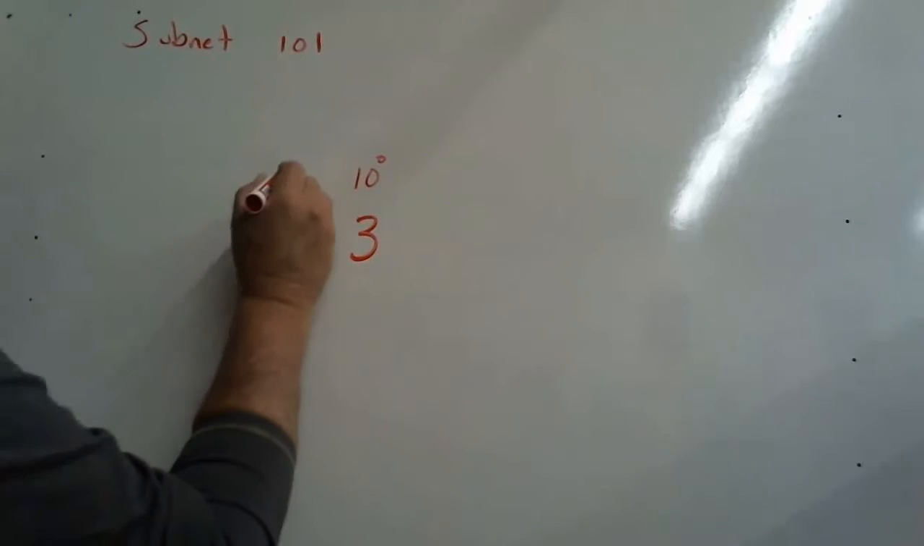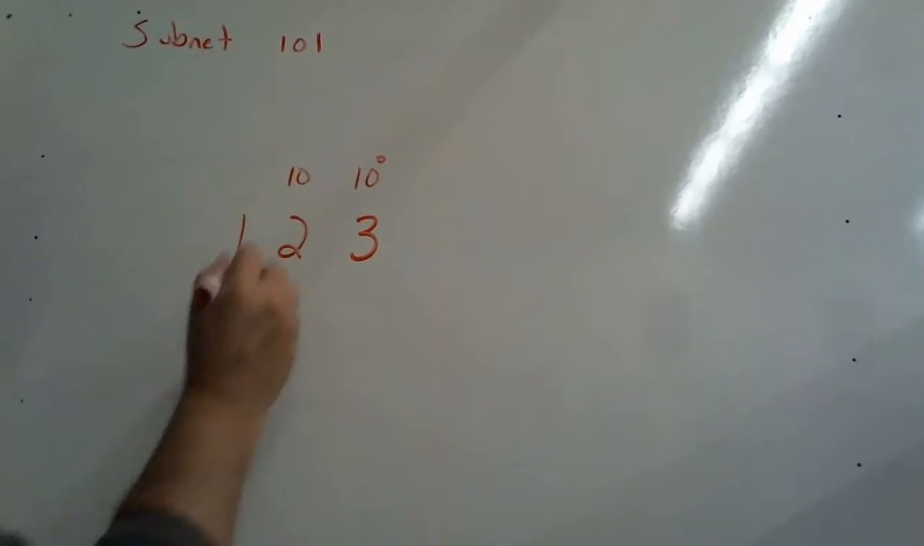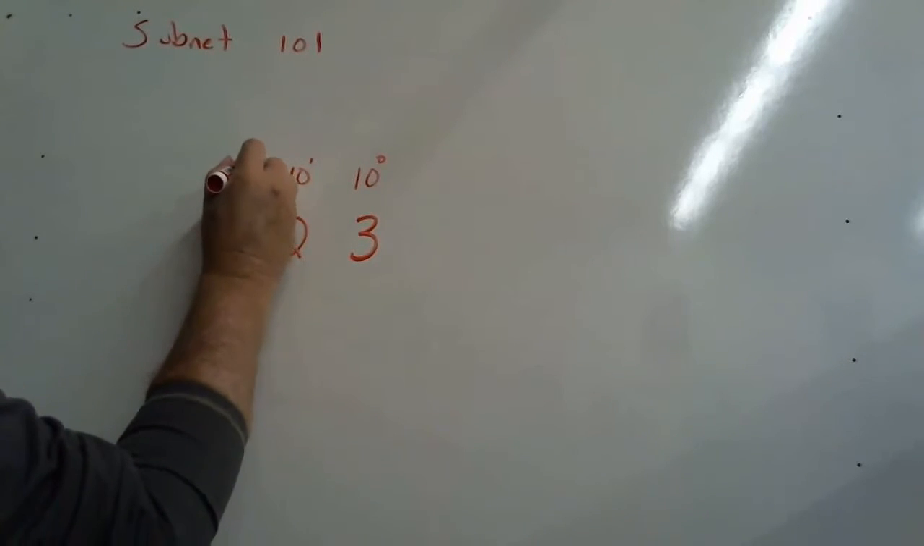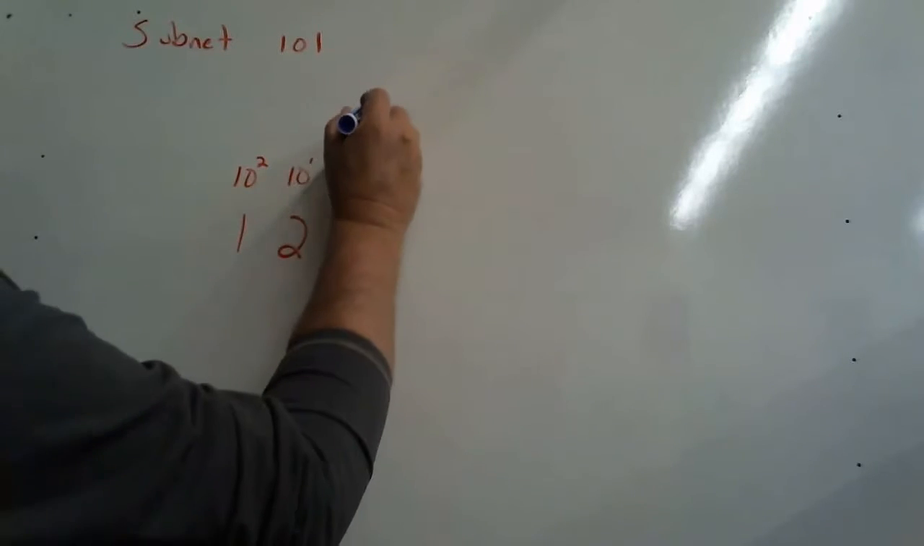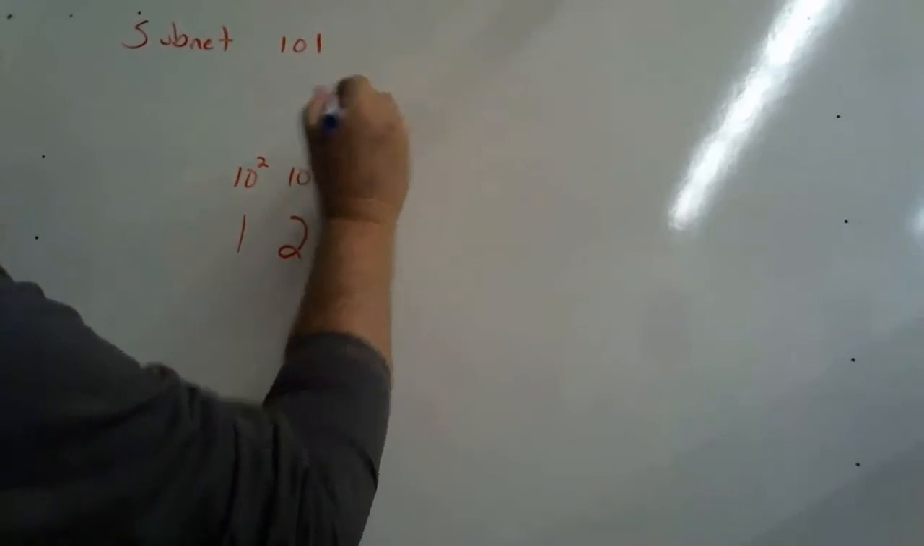The next digit over, one digit over, therefore it is the power of 10 to the first. The next digit, 10 to the second. And if we kept going, we'd have 10 to the third, 10 to the fourth, and so on and so forth. Now, the next thing we need to think about is what is the value of each of these characters. Well, any number to the 0 power, no matter what the base is, is always worth 1.